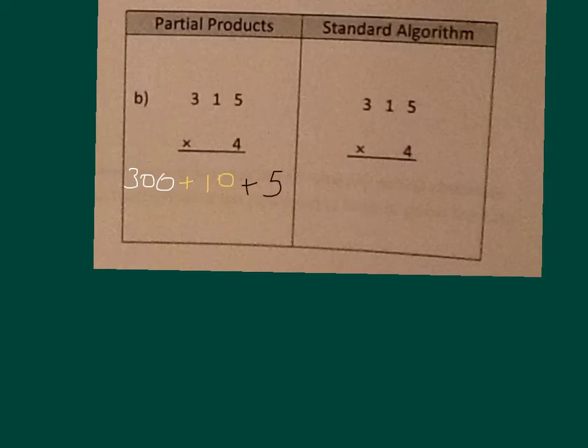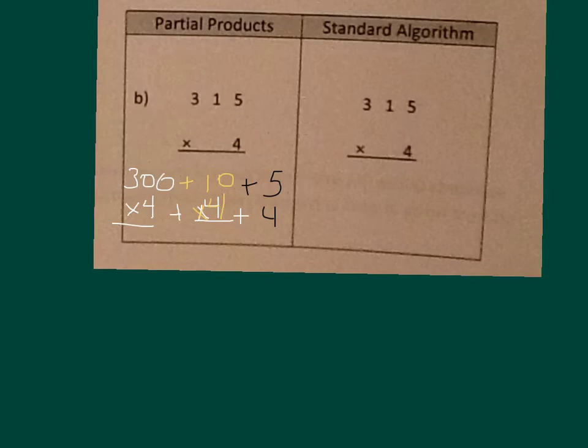Now, what I'm going to do is multiply each of those places by 4. So I'm going to do 300 times 4, add that to 10 times 4, and then add that to 5 times 4. Let me go back and make this. I'm trying to color code it, and I did not color code that. There you go. Now, I can do any order that I want.